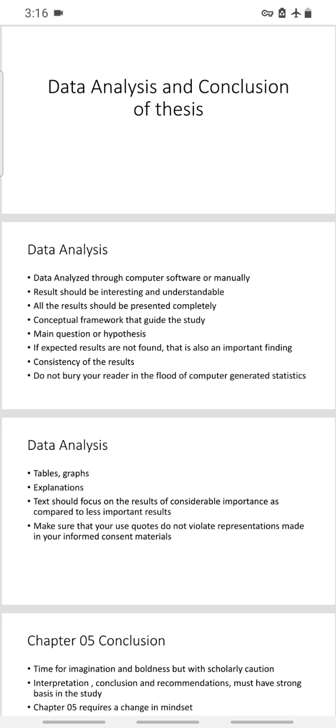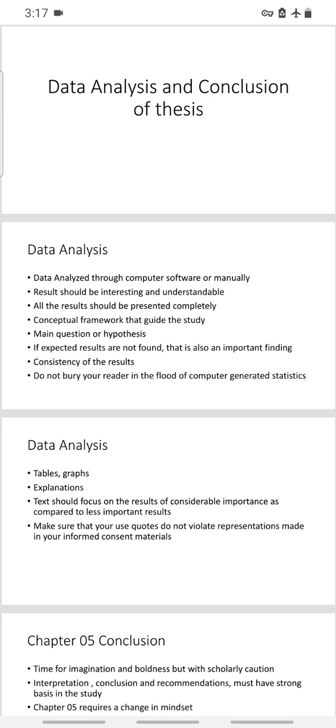Then the prediction and the main questions, the research question, the data should be presented and analyzed in a way that it must address the main questions of your thesis. Like you can say that it should directly hit the topic of your thesis. All the research questions are derived from your research topic.